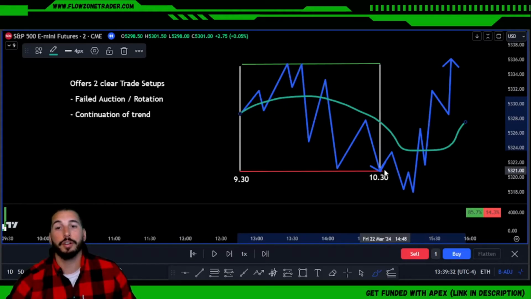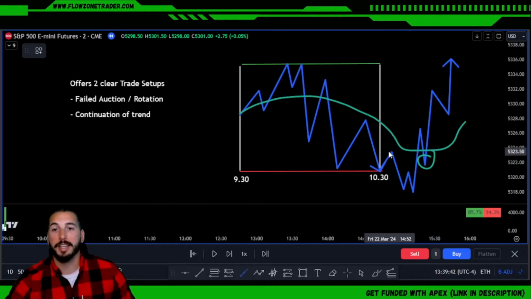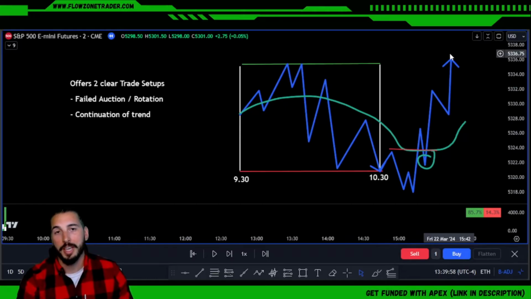I would be getting long once we have failed to come below, once we are back inside this initial balance. This area right here for me would be key. For me, the way I would trade this is we have a clear shift in structure here. Okay, change of character, pulls back inside, holds an imbalance, holds the IB low, and I'm looking for expansion back to the upside.